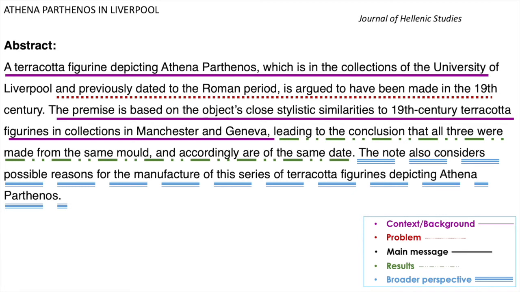Then they state the problem, that this was previously dated to the Roman period, but they think this might not be correct. They share some of the results, saying actually they found that all three were made from the same mold, and then they show the broader perspective, saying that this might mean that other figurines should be reconsidered. So you can see that an abstract doesn't have to be long to contain the key information.